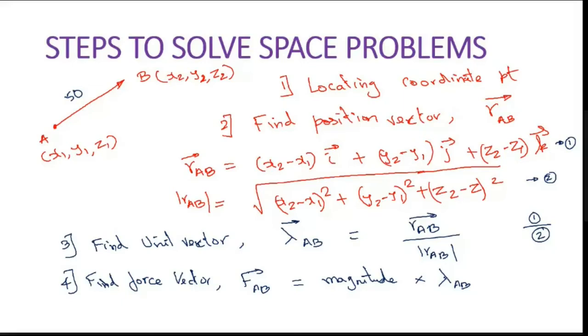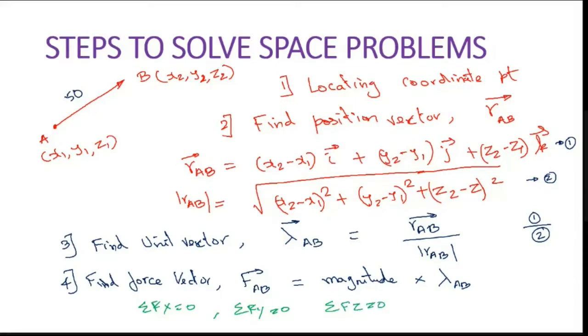If you have 5 forces, for all 5 forces you have to do the same procedure. First for AB, you identify the position vector, the modulus of the position vector, then the unit vector, then the force vector, and make it one equation. You do this for all the forces, then I can equate it. Then I can say that it is an equilibrium state, which means sigma Fx is equal to 0, sigma Fy is equal to 0, and sigma Fz is equal to 0.